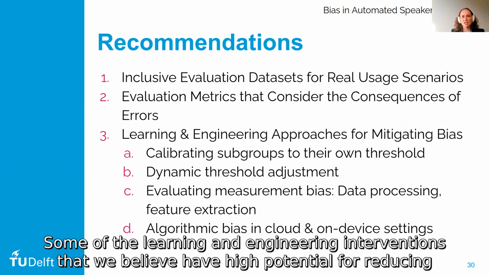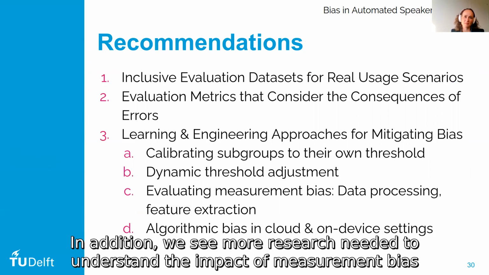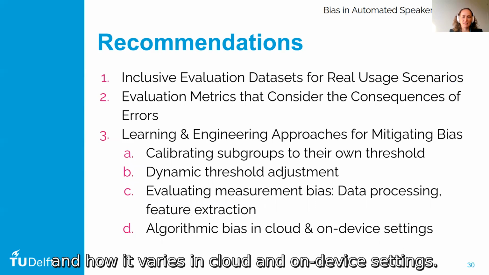Some of the learning and engineering interventions that we believe have high potential for reducing bias are calibrating subgroups to their own threshold and dynamically adjusting thresholds to individual speakers if possible. In addition, we see more research needed to understand the impact of measurement bias and how it arises during data processing and feature extraction, as well as algorithmic bias and how it varies in cloud and on-device settings.